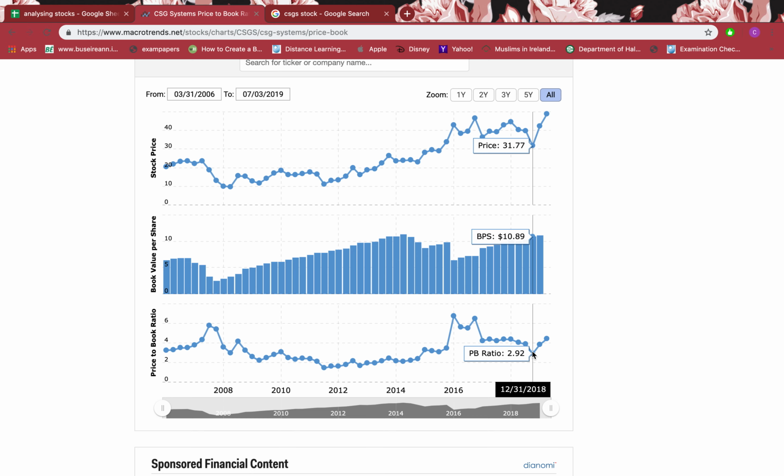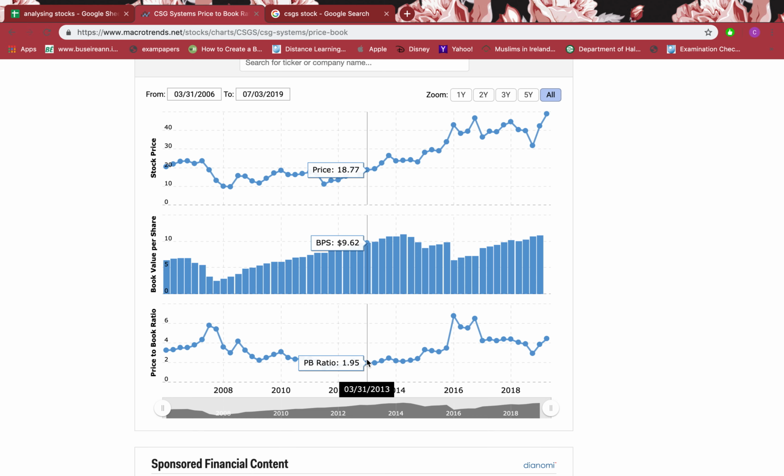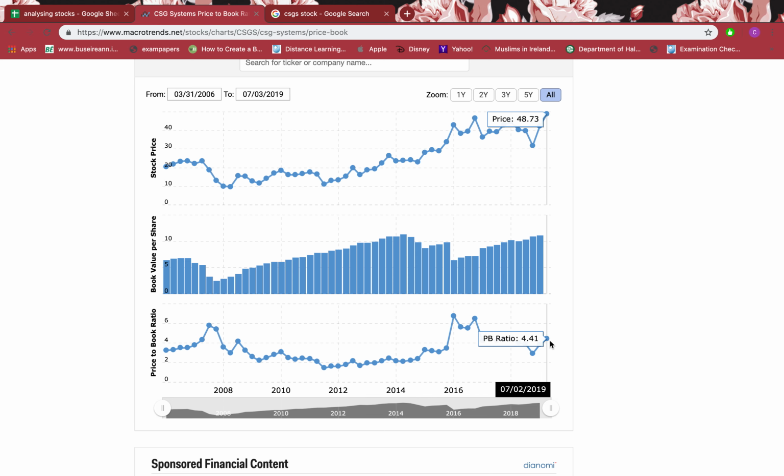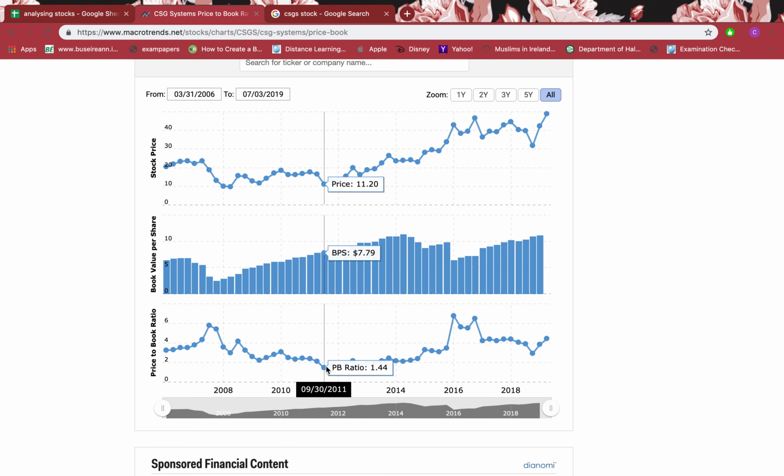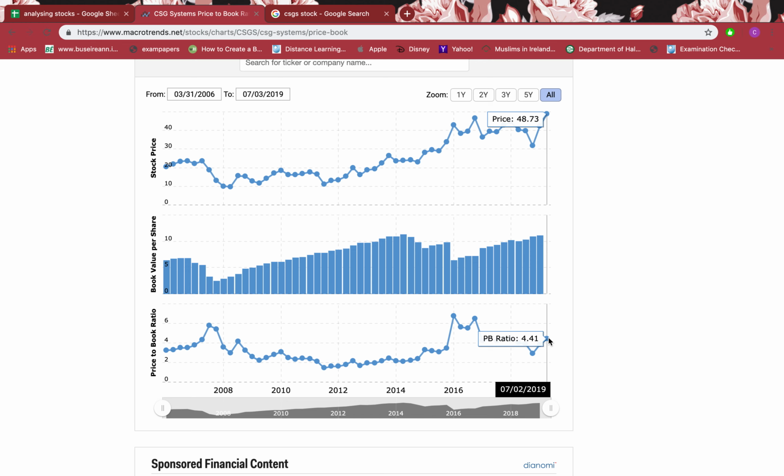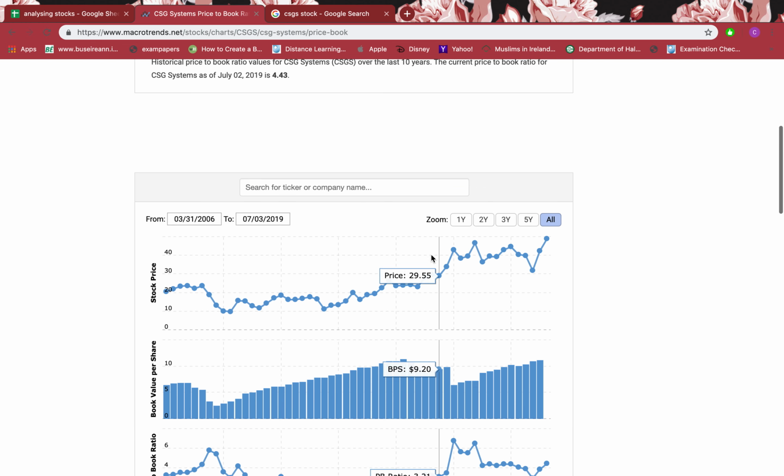And let me see the trend. So the lowest it has been, I think in September 2011, it was 1.44 times, and right now it's 4.41 times more expensive. So people who bought at that time bought the stock much cheaper than people who will be buying right now. So you need to be careful about that.